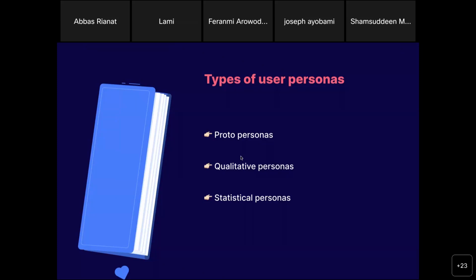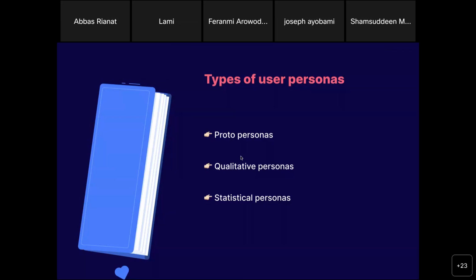We said proto personas are based on assumptions, maybe from your brainstorming session with the stakeholders. Now, the last one, statistical personas, are based on initial qualitative research that informs a survey instrument. This one is larger, not a small sample like qualitative.